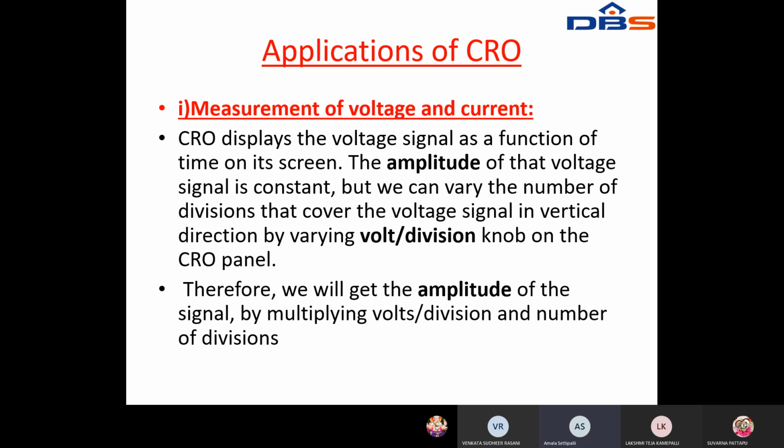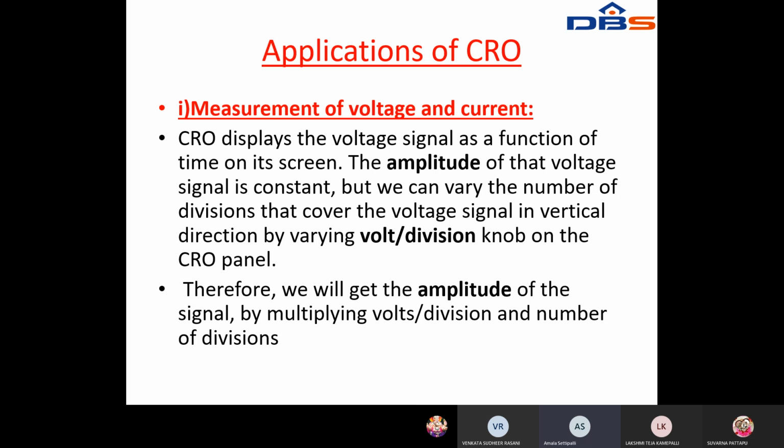What is the voltmeter, what is the ammeter, and the extension of range of voltmeter and ammeter. To extend the range of an ammeter, you connect a resistance in parallel with the ammeter. That is nothing but the shunt. To extend the range of a voltmeter, you connect a resistance in series with the voltmeter. That is nothing but the multiplier.